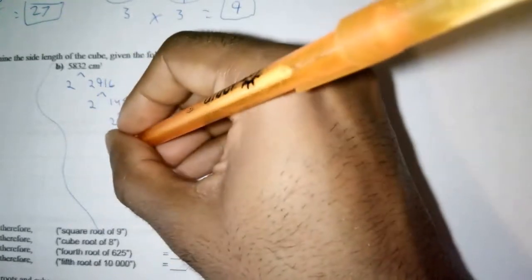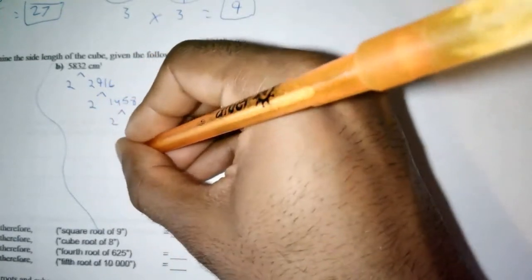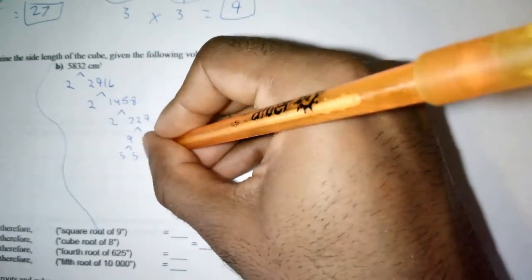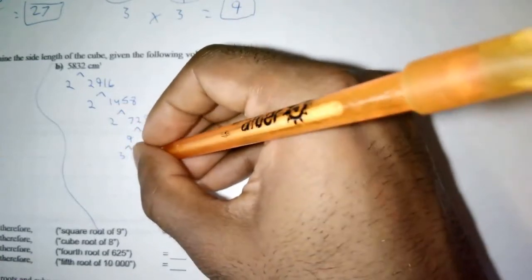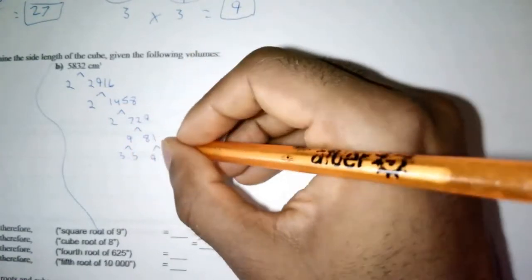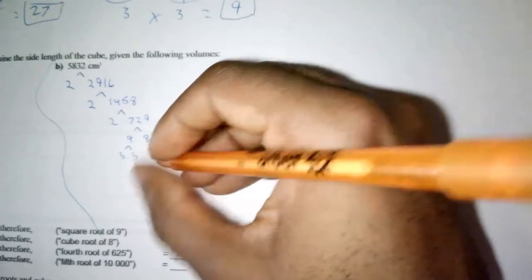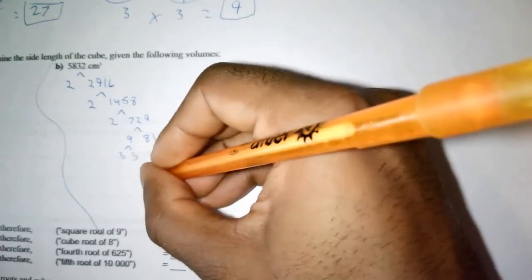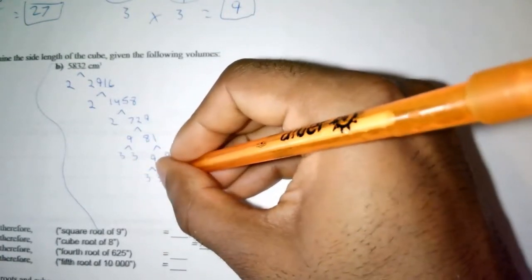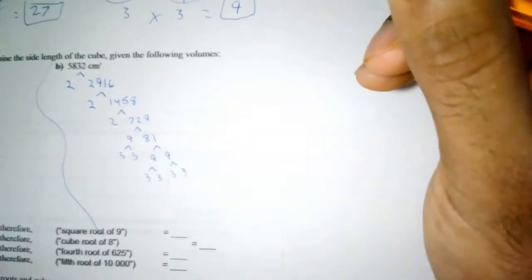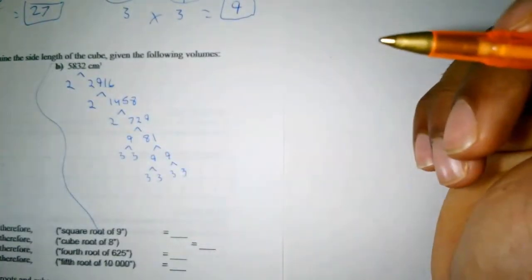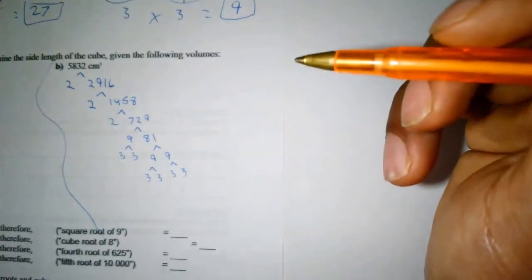And then 9 breaks down to 3 and 3. 81 will break down into 9 times 9, and 3 and 3. Okay, and that's it. We can't break 3s and 2s down any further.